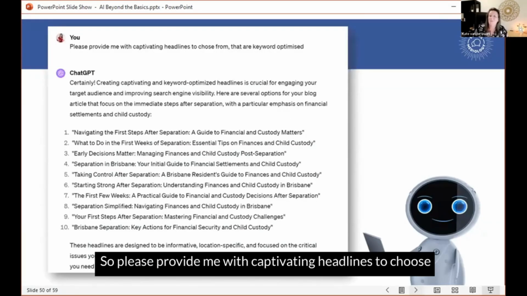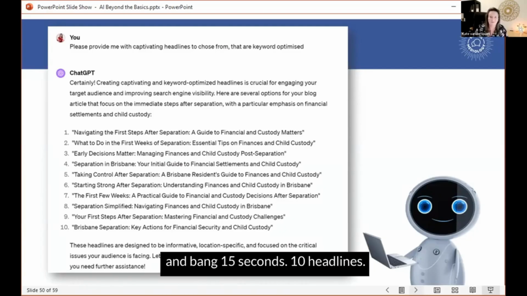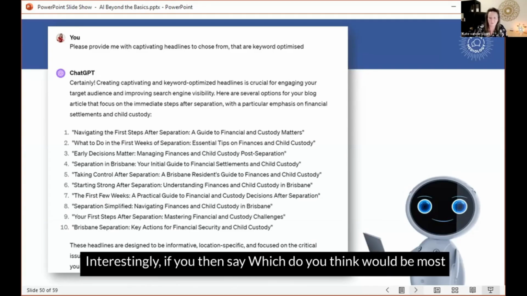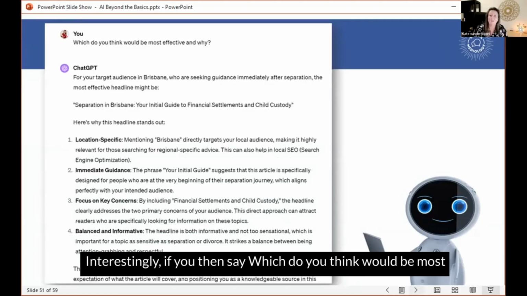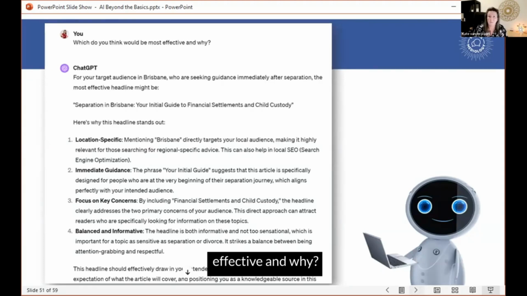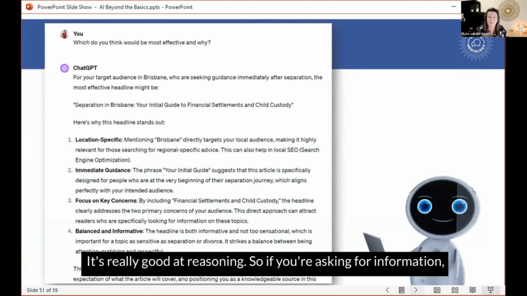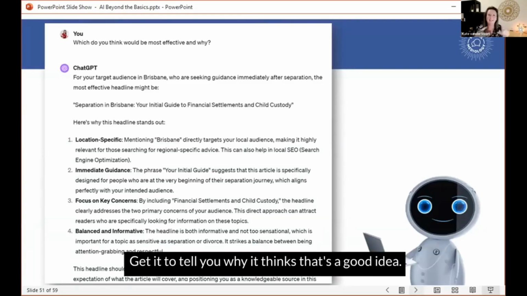So please provide me with captivating headlines to choose from that are keyword optimized. And bang, 15 seconds, 10 headlines. Now, all of those could work, and they could all be different articles. Interestingly, if you then say, which do you think would be most effective and why, it's really good at reasoning. So if you're asking for information, get it to tell you why it thinks that's a good idea.